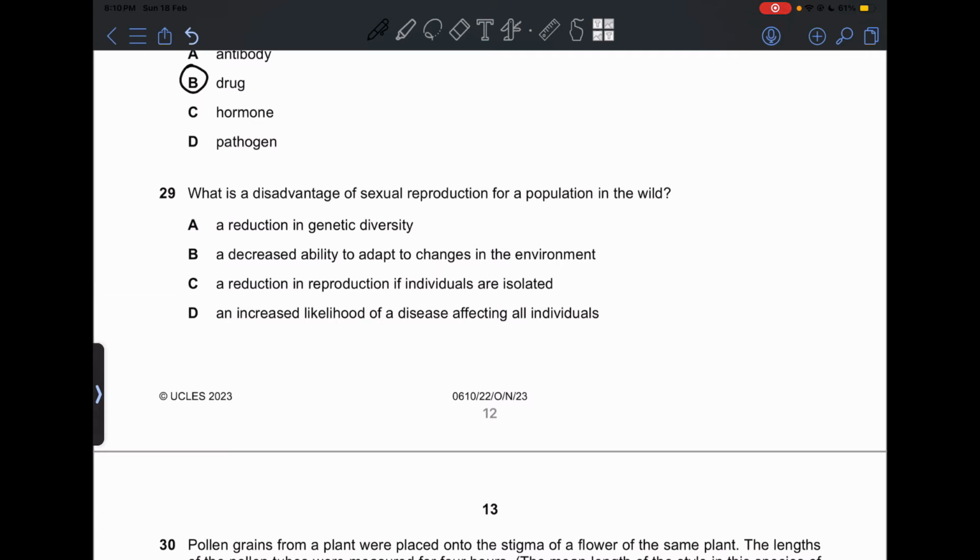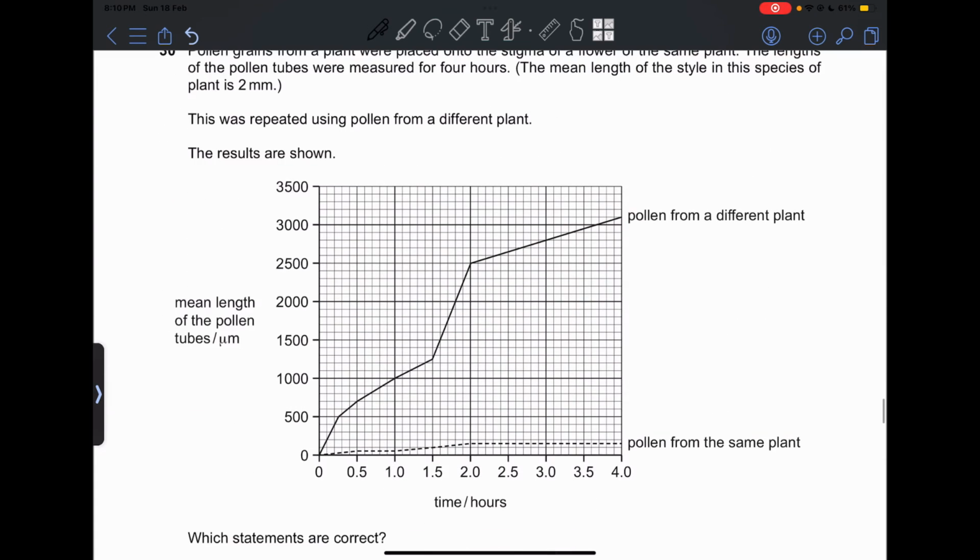C says a reduction in the reproduction if individuals are isolated. Yes, this is actually a disadvantage. So if there is one female animal that is trapped somewhere, she won't be able to reproduce more animals because there is no mate around. So this is the only disadvantage of sexual reproduction, that they have to be close to each other. So C is our answer.